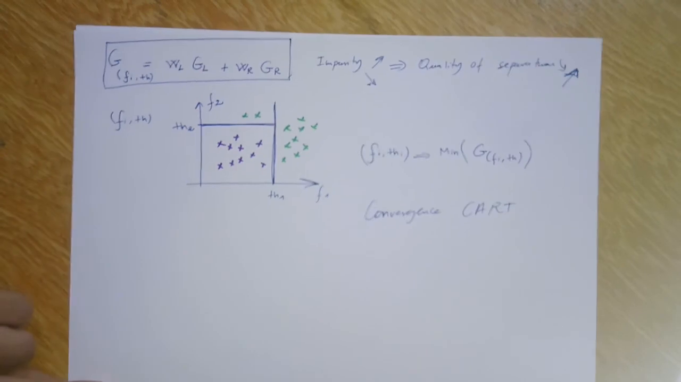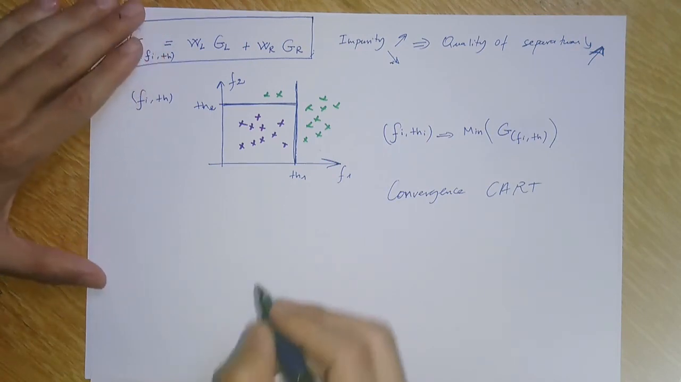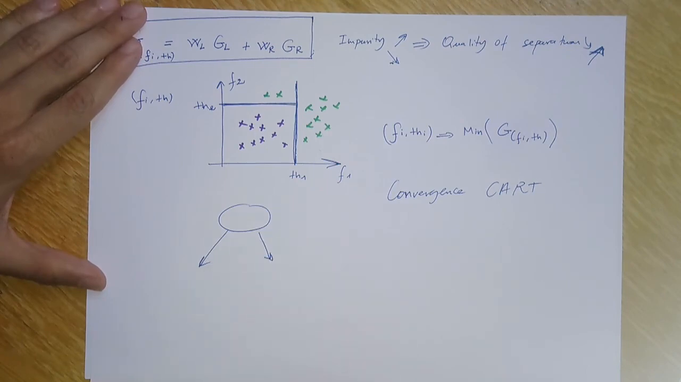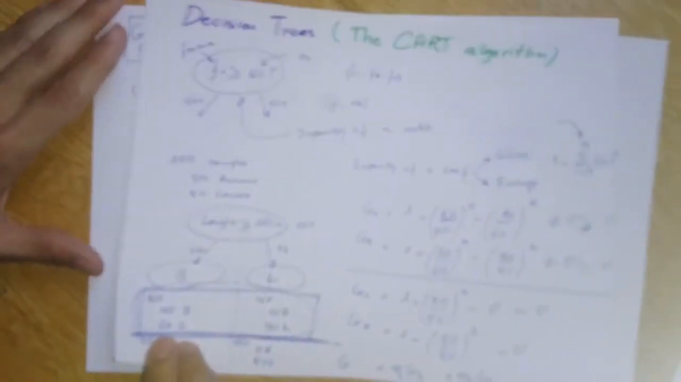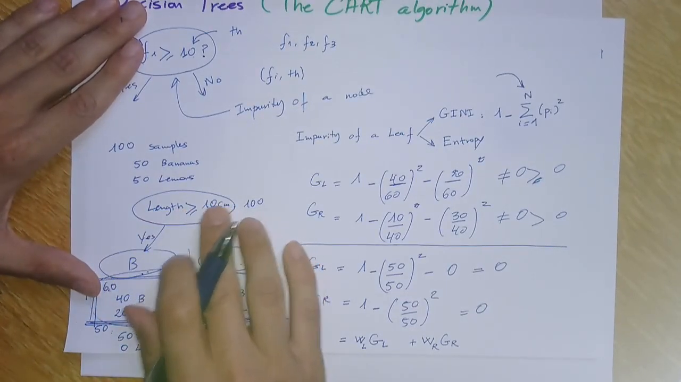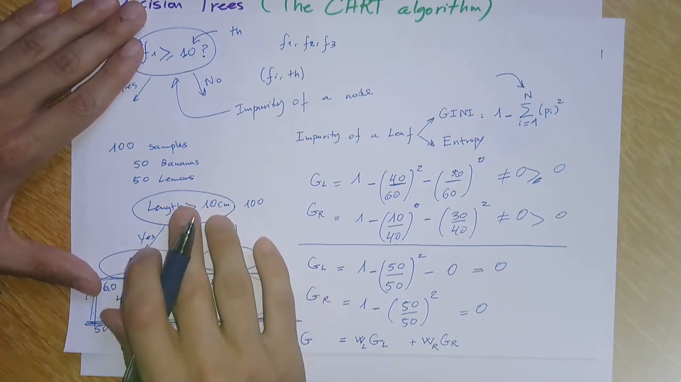Now, what I want to say is that the CART algorithm works only when we have a Boolean node. What does that mean? It means that a given node must have only two possible answers. Like this one, for example. I'm asking about the length. Is the length higher than 10 centimeters? I have here either yes or no. This is a Boolean node.